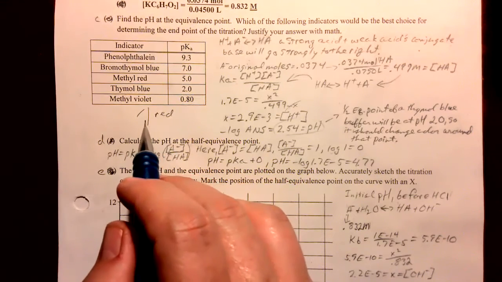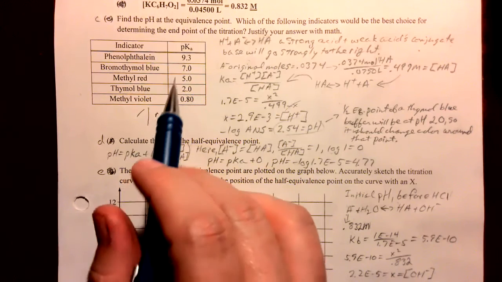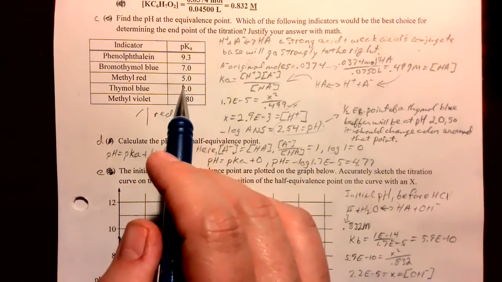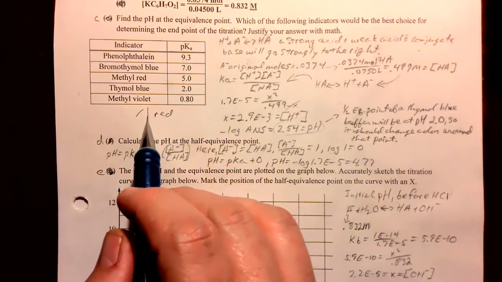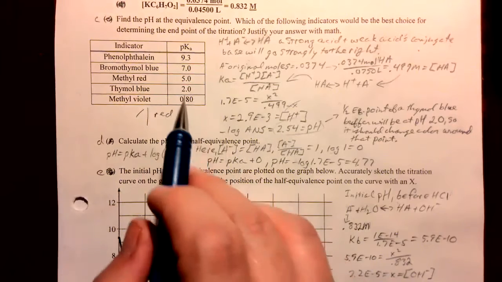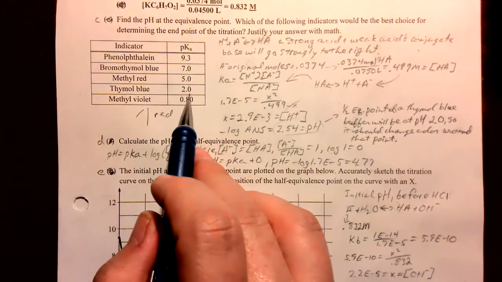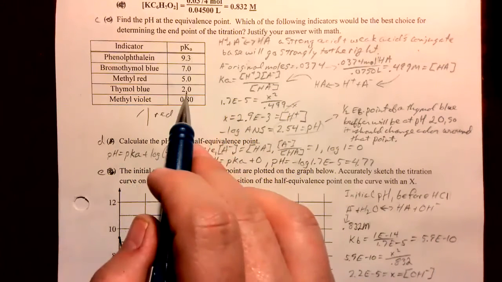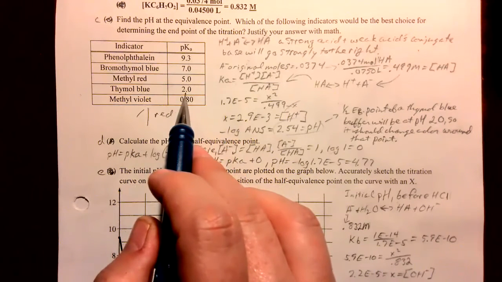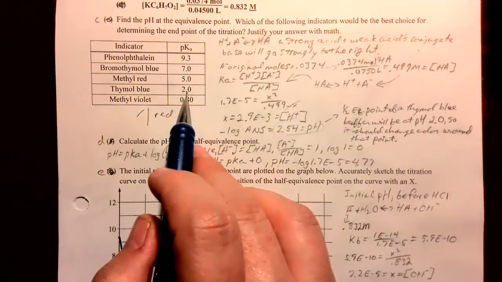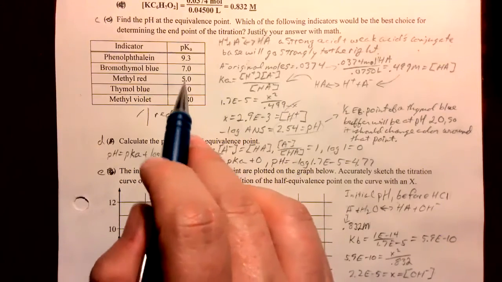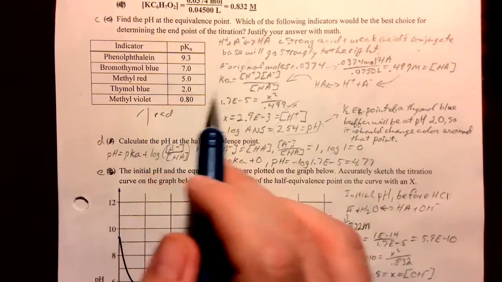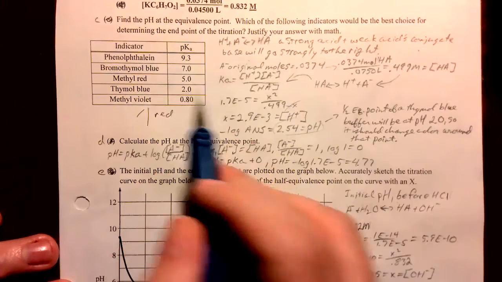And remember, the half equivalence point, or the halfway point, is where the pKa equals the pH. So the half equivalence point for thymol blue is when the pH is 2, because at its halfway point, its pKa equals its pH. So when will this change colors? Pretty darn close to when the pH is 2, because that's its pKa.